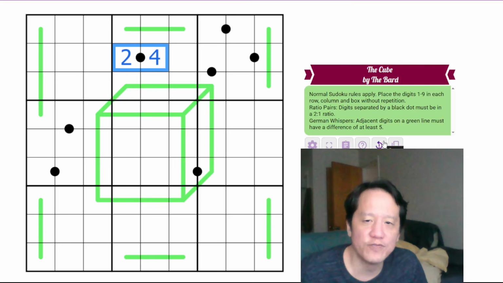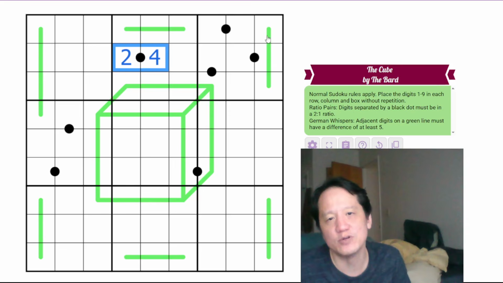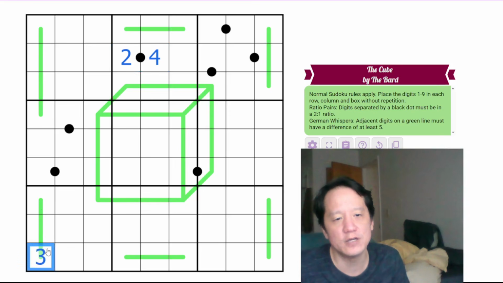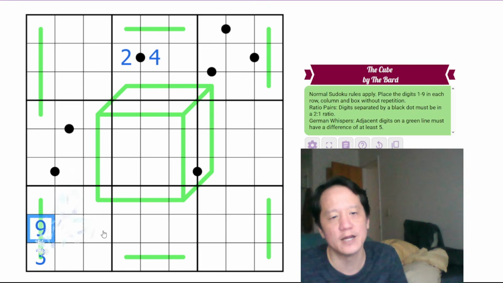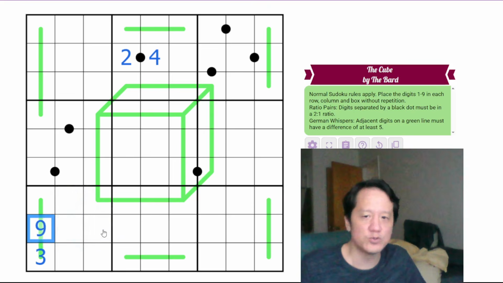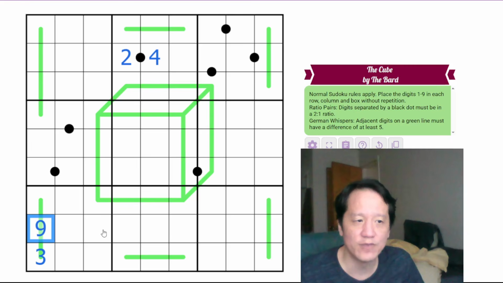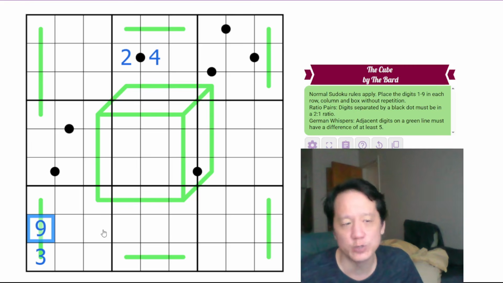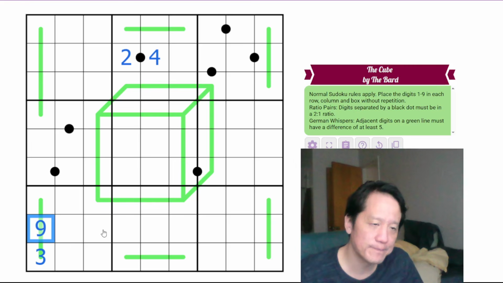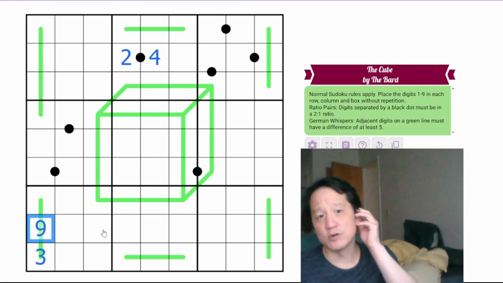The rule for that is adjacent digits on a green line must have a difference of at least 5. So for example, if this were a 3 here, this would have to be 8 or 9, because the only digits which are 5 or more away from 3 are 8 and 9. That's an example of how whisper 5 or German whisper lines work. And those are all the rules.